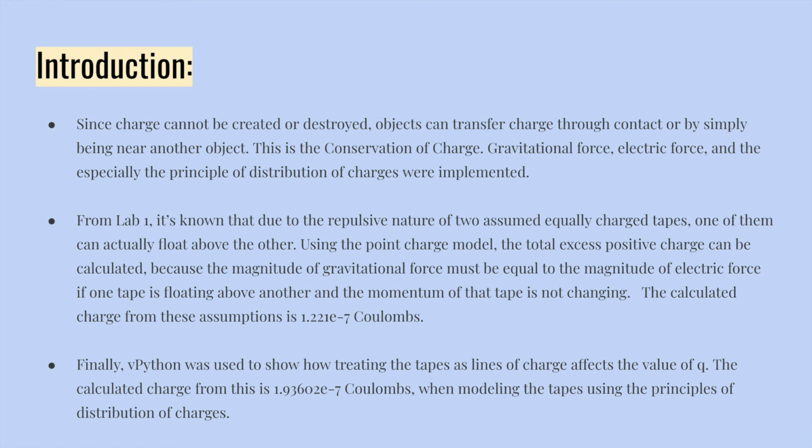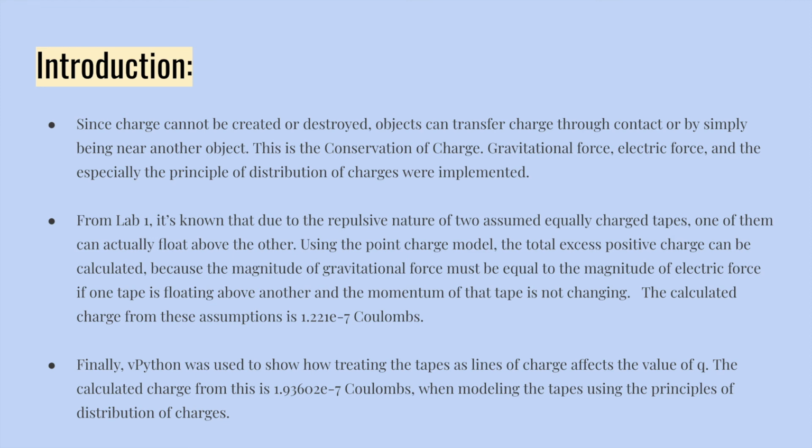From Lab 1, it's known that due to the repulsive nature of two assumed equally charged tapes, one of them can actually float above the other. Using the point charge model, the total excess positive charge can be calculated, because the magnitude of gravitational force must be equal to the magnitude of electric force if one tape is floating above another and the momentum of that tape is not changing. The calculated charge from these assumptions is 1.221 times 10 to the negative 7th coulombs.